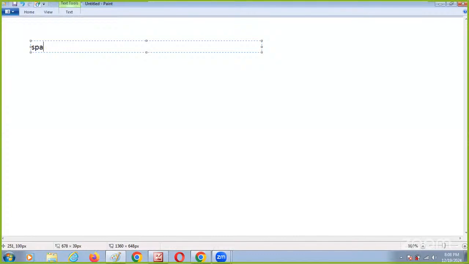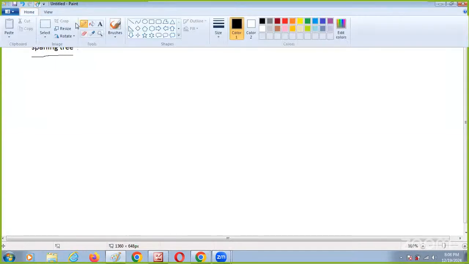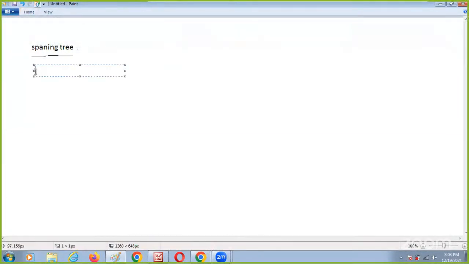Spanning tree. Now, what exactly is a spanning tree? Yesterday we started the discussion. Before we learn spanning tree, we need to learn what a tree is. We already defined it: a tree should be acyclic. It should not form any cycles. That is the first point.